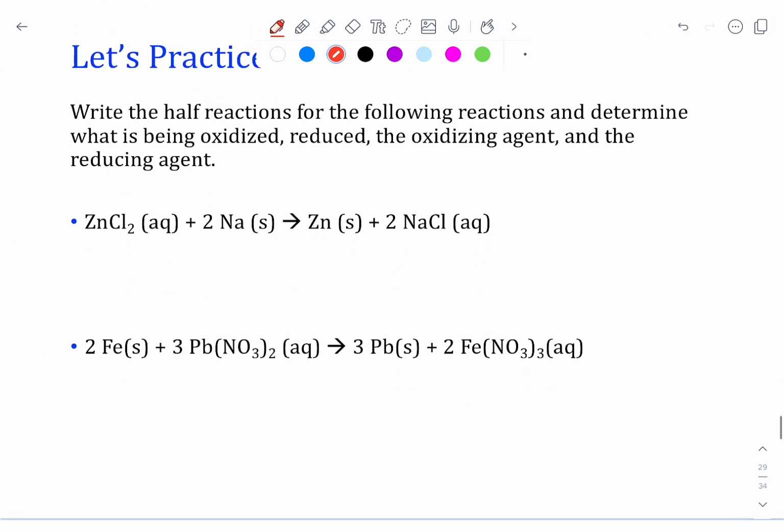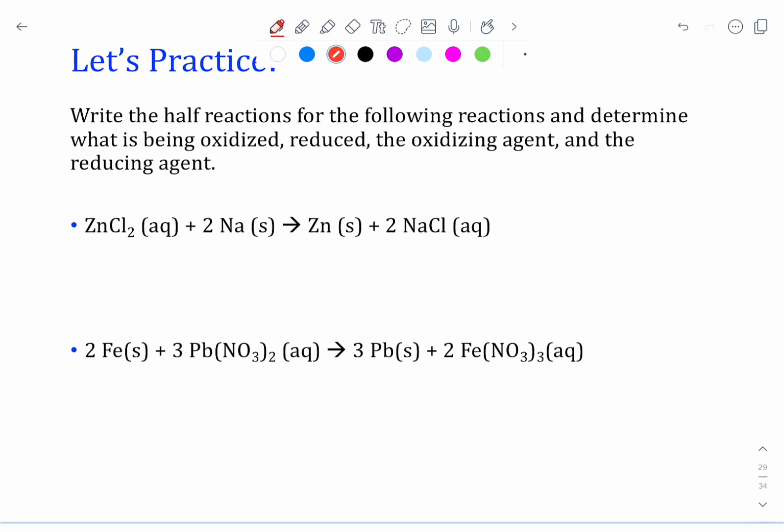Okay, let's keep going. For these next 2 examples, I want you to write out the half reactions for the following reactions and determine what is being oxidized, what is being reduced, and what the oxidizing and reducing agents are. So pause your video and try these 2 equations, writing out the half reactions for both of these.